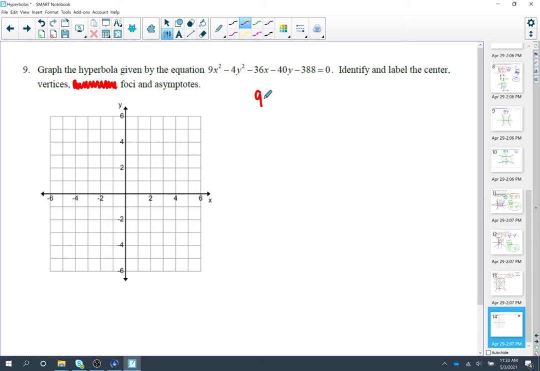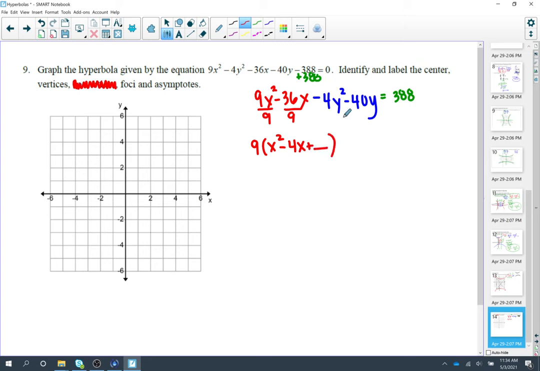So I'm going to start with 9x squared minus 36x. Then we have a minus 4y squared minus 40y equals, and then I'm going to add the 388 to the other side, so 388. Now, just like before, if you want to complete the square, you have to have a leading coefficient of 1. So on my x's, I'm going to take out a 9, which is going to leave us with x squared minus 4x plus blank. On my y's, I'm going to take out a negative 4.